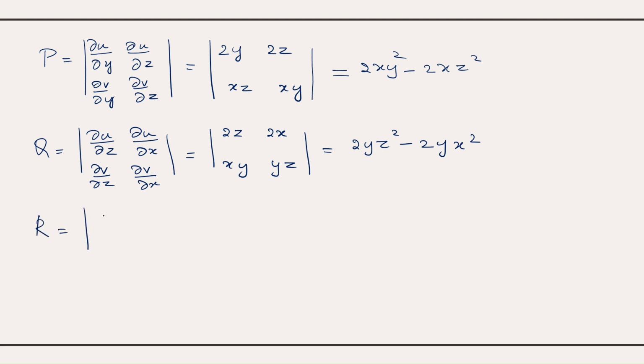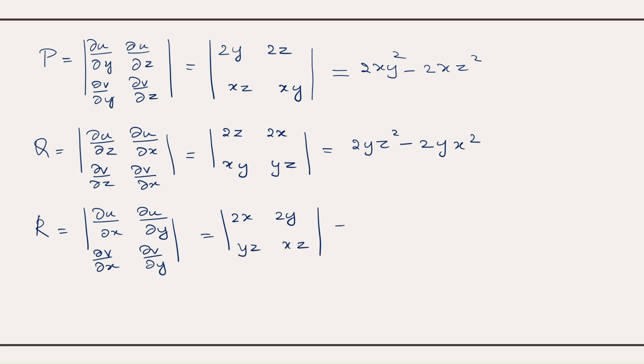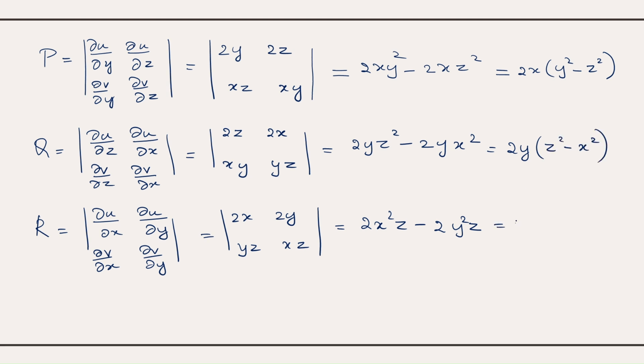Similarly, capital R is the determinant of dou u by dou x, dou u by dou y, dou v by dou x, dou v by dou y, which becomes 2x, 2y, yz, xz. Expanding this determinant, 2x square z minus 2y square z. In P we can take 2x as a common term: y square minus z square. Q is equal to 2y as a common term: z square minus x square. And R is 2z as a common term into x square minus y square.